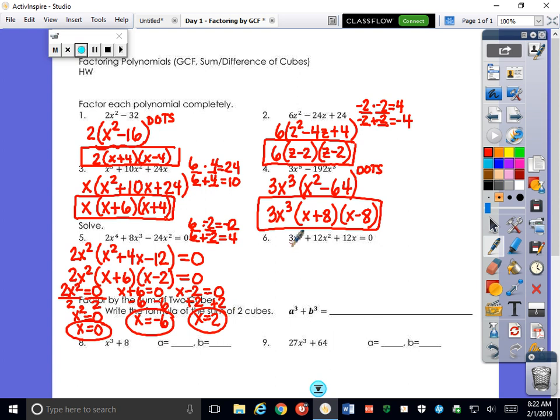All right, for number 6, we're going to factor out a 3 and an x, leaving us with x squared plus 4x plus 4.